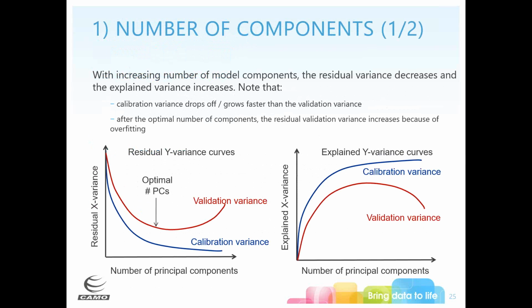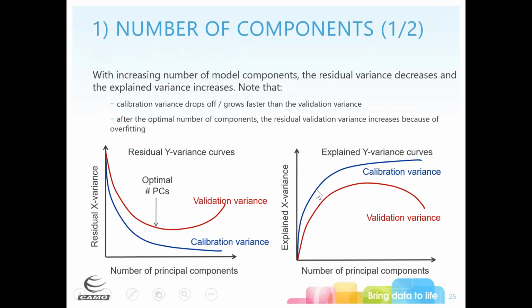So how do you choose the number of components? Again, we look at our residual variance or our explained variance curves to see where a nice plateau is. If you aren't gaining any additional information as you add components, then you want to stop there. Also, if you see this validation curve diverging away from your calibration curve, that means that you're modeling noise. You're getting into unpredictability. You're losing prediction quality. So you want to stop before or at the point that that curve diverges away from the calibration variance.